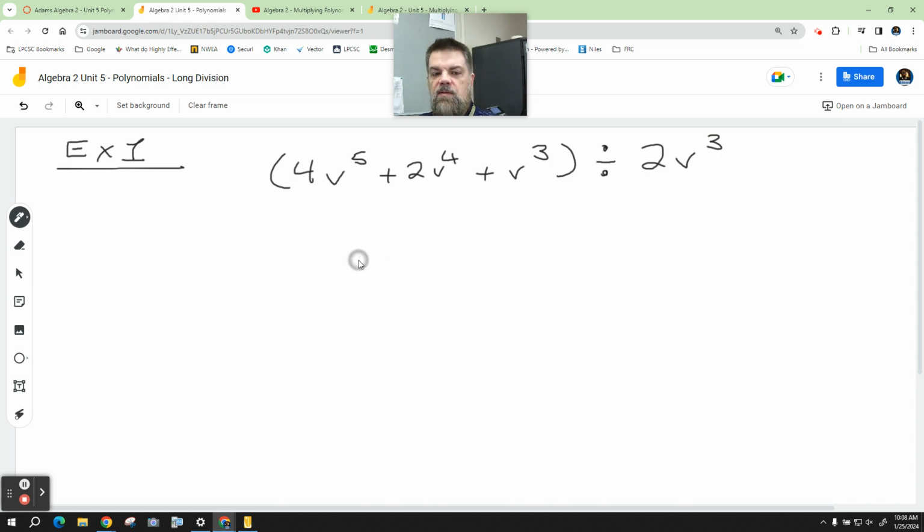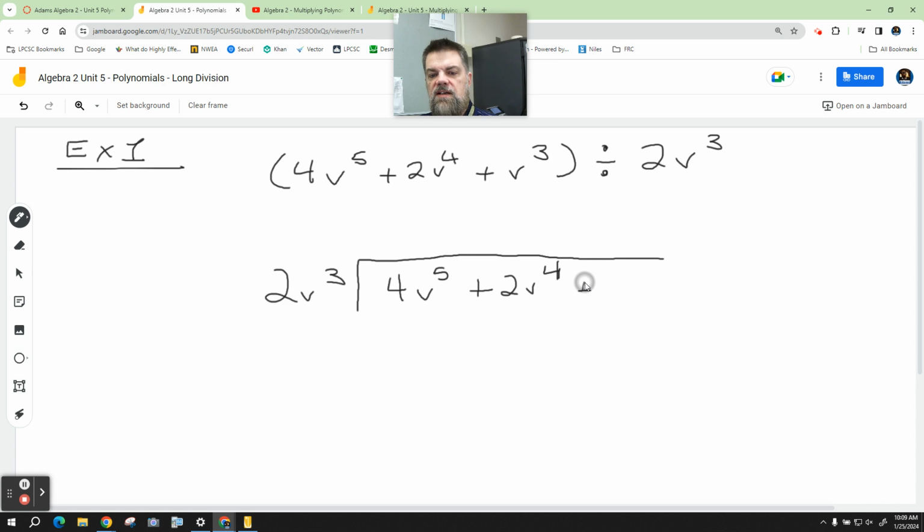All right, so now let's think about this. I'm going to write it out as a long division problem. This 2v cubed is called the divisor, and that's a fancy math word that means that's the number we're dividing by. And then underneath the long division symbol, we're going to put 4v to the 5th power plus 2v to the 4th power plus v to the 3rd power. How many v cubes is that? In other words, what's the coefficient right here if you were to guess? 1. So just write the 1 in there. Okay?